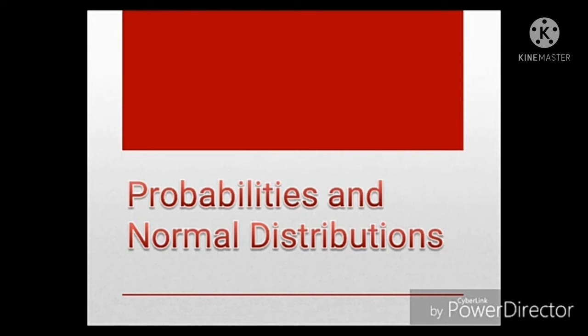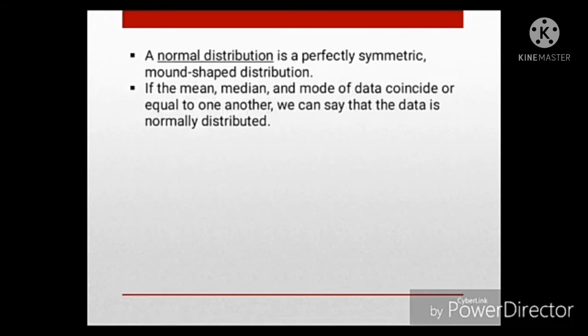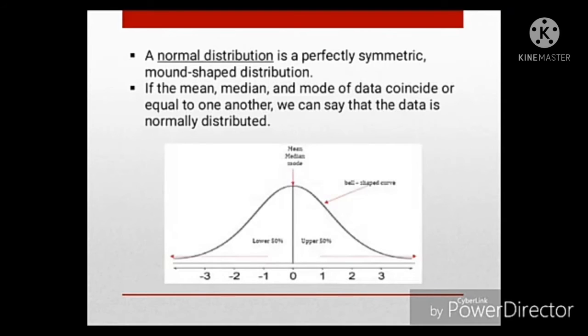Probabilities and normal distributions. A normal distribution is a perfectly symmetric, mound-shaped distribution. If the mean, median, and mode of data coincide or are equal to one another, we can say that the data is normally distributed. And if the data is normally distributed, it means that most of the data is densely concentrated towards its center. Below is an illustration of a normal distribution.